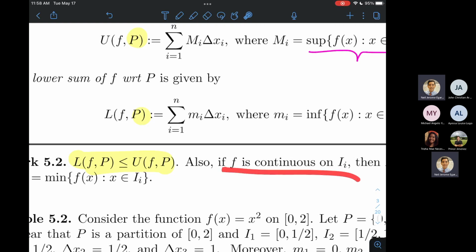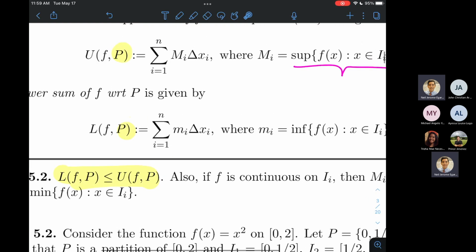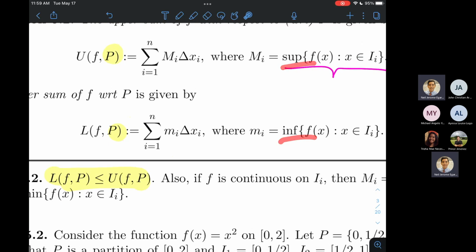Moreover, if f is continuous on the ith subinterval, which is a closed interval and therefore is compact, then it will attain the supremum, it will attain a maximum and a minimum on the ith subinterval, and that maximum and minimum will automatically be the supremum and the infimum on that interval.